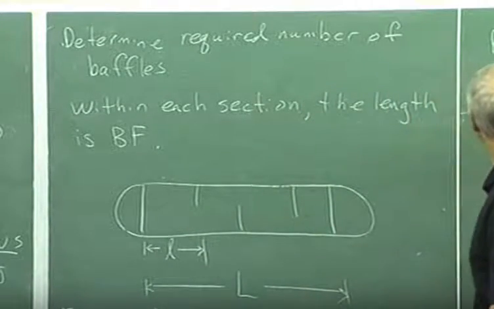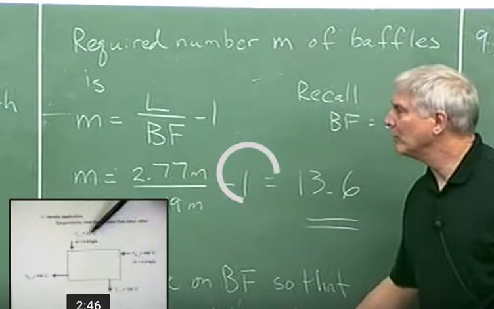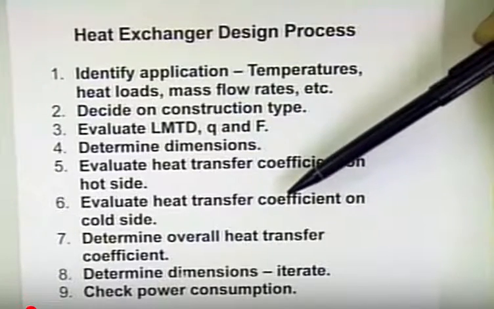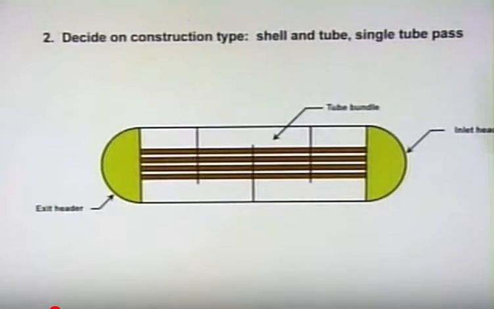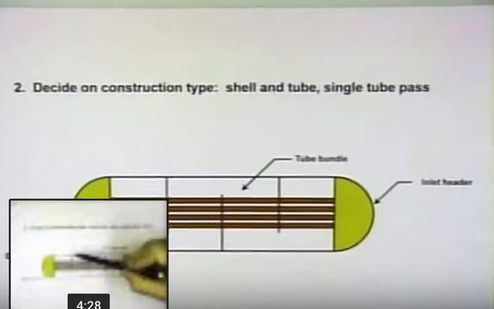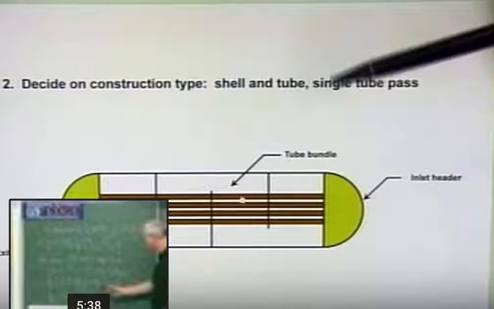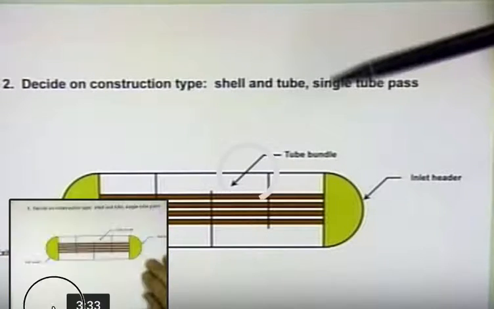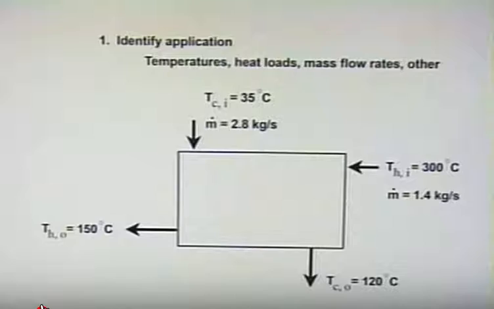Okay, so now we can come over here and calculate the required number of baffles. Then we'll evaluate the heat transfer. So based on our experience, we'll decide, okay, in this particular case, we're going to use a shell and tube heat exchanger. And I've drawn that here, just a dot. The type yet.